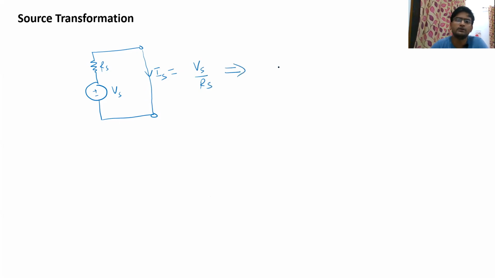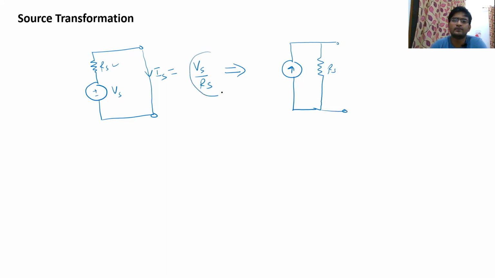So the transformed current source will be like this. There will be a current source and an internal resistance in parallel. The value of this internal resistance will be exactly the same as Rs, and the current source value will be Is. So this voltage source in series with Rs can be directly converted to this current source in parallel with Rs. These two sources will work exactly the same in any given circuit.